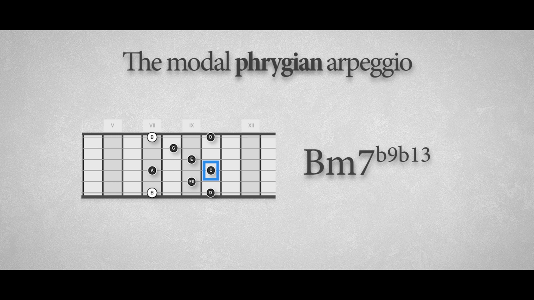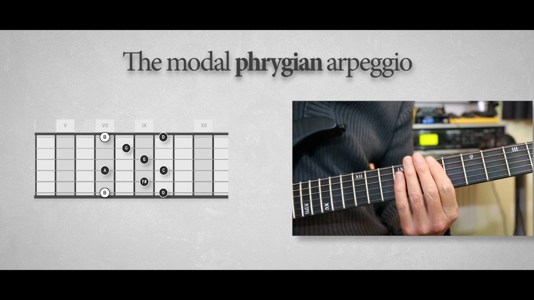Now keep track of the note C in this arpeggio. It's the flattened 2nd degree and thus the characteristic note in the B Phrygian mode. And especially this note will make the arpeggio sound modal. So this arpeggio results in a Phrygian modal sound.